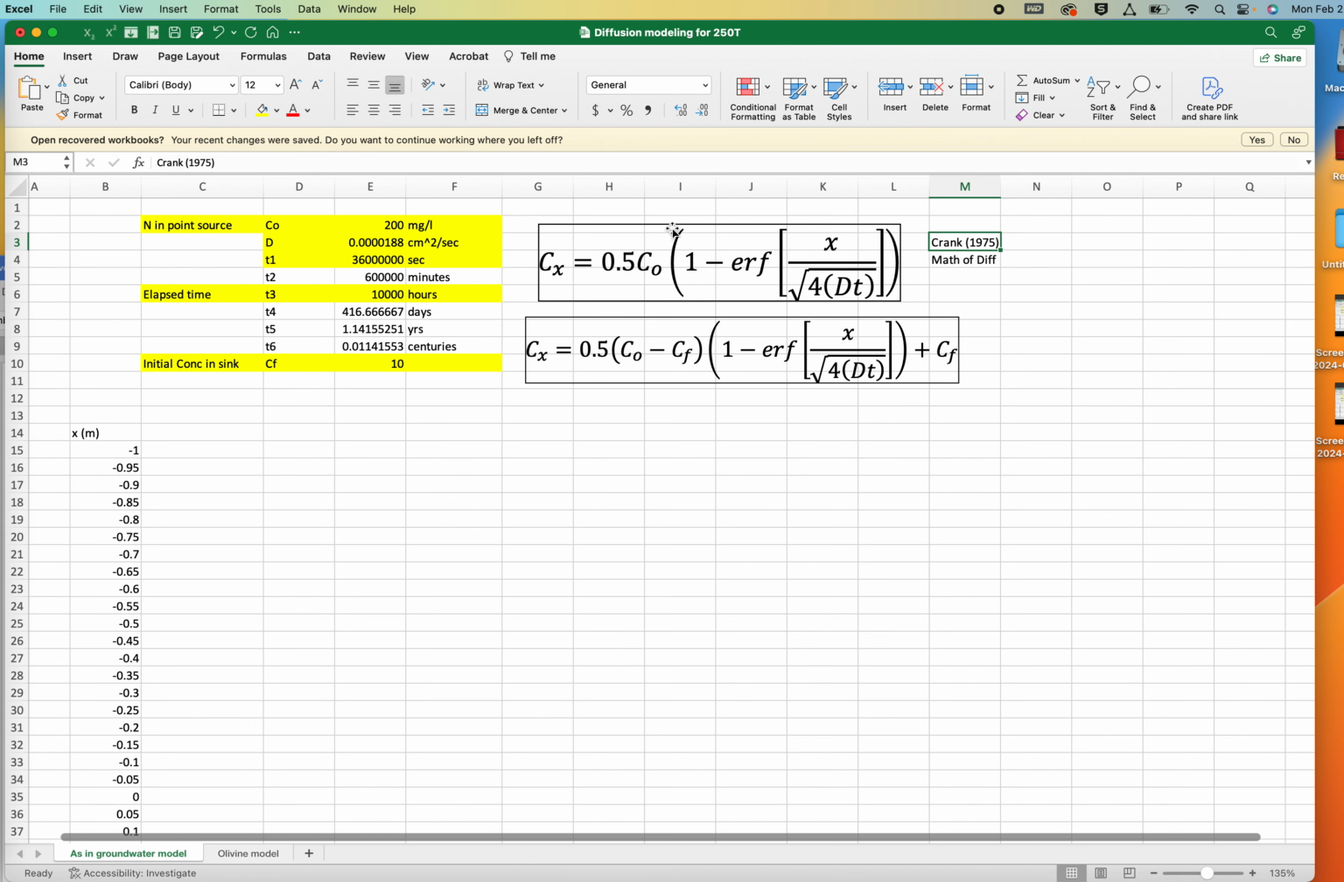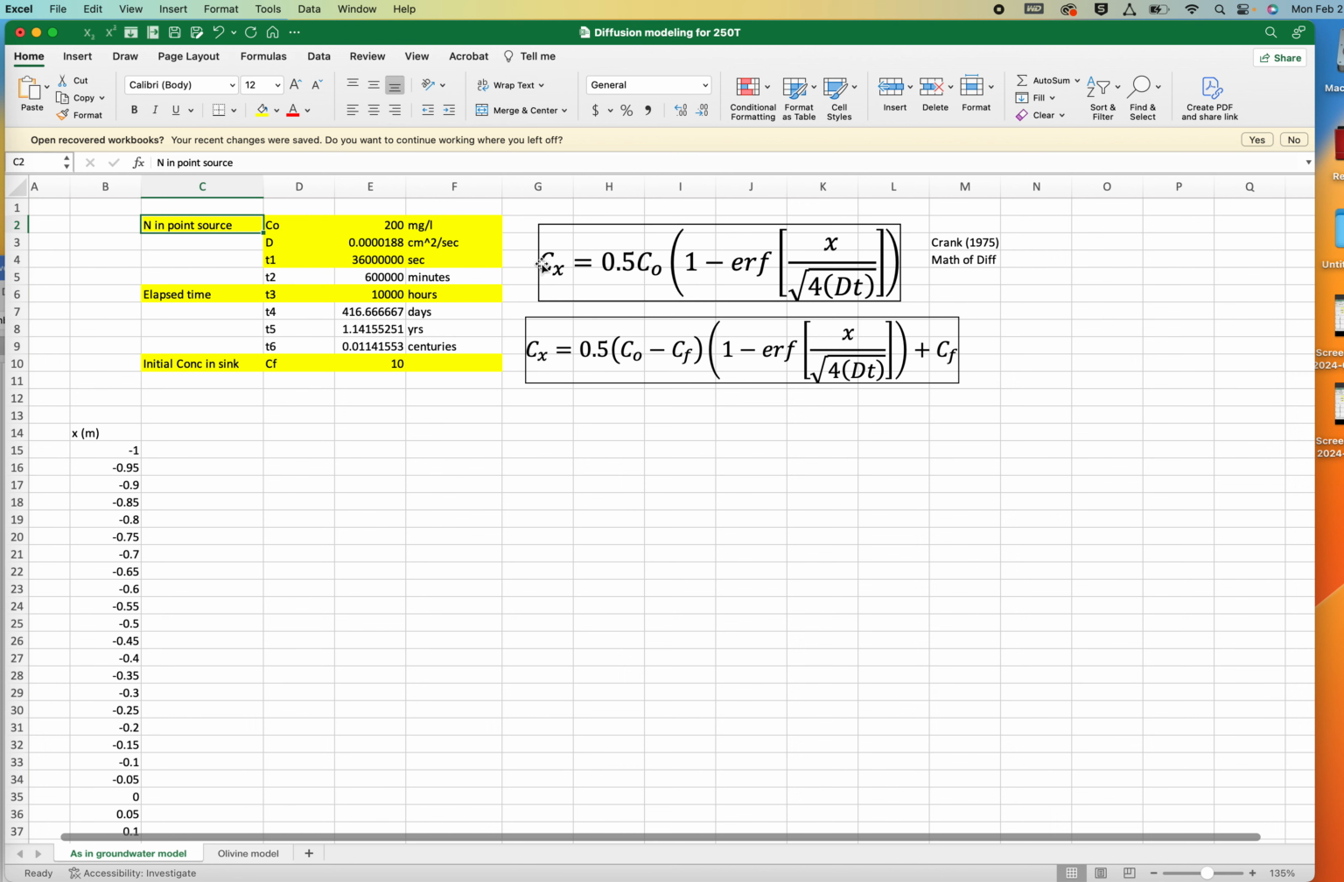So this is the solution to a differential equation that tells us the concentration of some component X. In this case, we'll look at nitrogen in groundwater, but it doesn't really matter what we're looking at. And that concentration at some distance x will depend on the initial concentration, C naught here, multiplied by 1 minus the error function of x, how far away we are from this point source that has a value of C naught, and then divided by the square root of 4 times D, the diffusion coefficient. That tells us how fast the material is moving through the medium. In this case, it'll be nitrogen moving through water. And then t, how much time has elapsed.